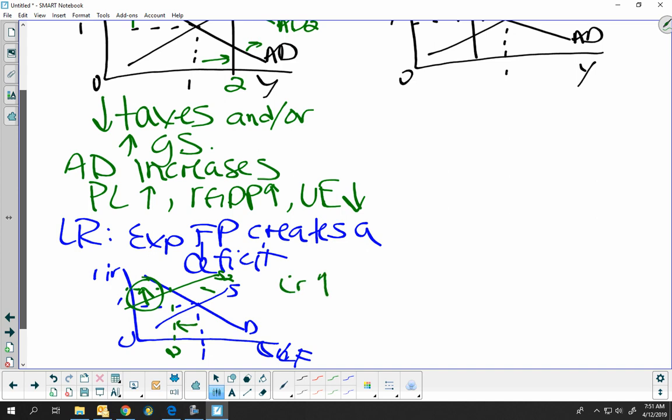Interest rates go up, which causes investment spending to go down, the price of capital stock, and the long-run economic growth. Economic growth goes down. So yeah.